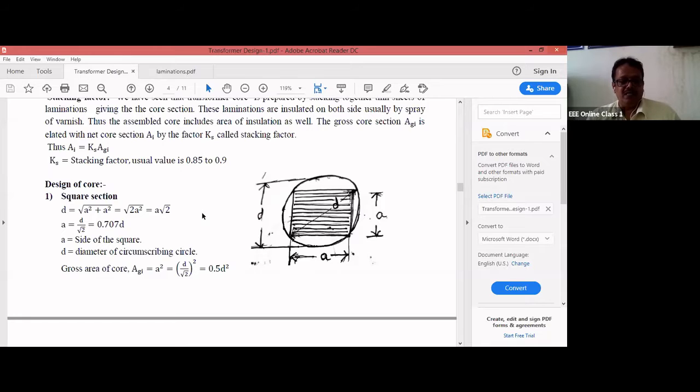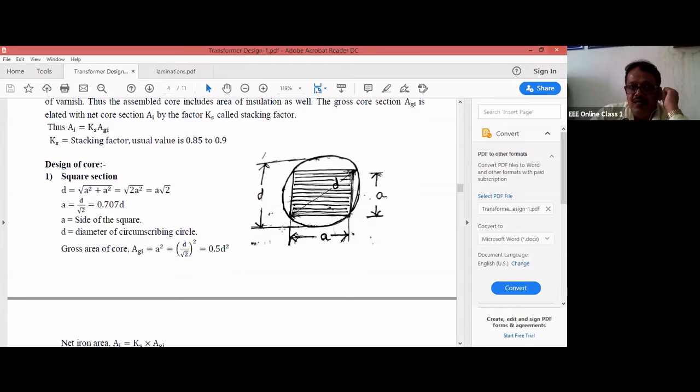With respect to the transformer, we will do some analysis of the different types of cores, like a square core, a cruciform core, a two-stepped core, a three-stepped core, or a four-stepped core. Here we'll do analysis for two types of core. We'll take up a square section and a cruciform or two-stepped core section. Likewise, you can do it for a three-stepped core and a four-stepped core. Now, design of core. We're going to take this square section.